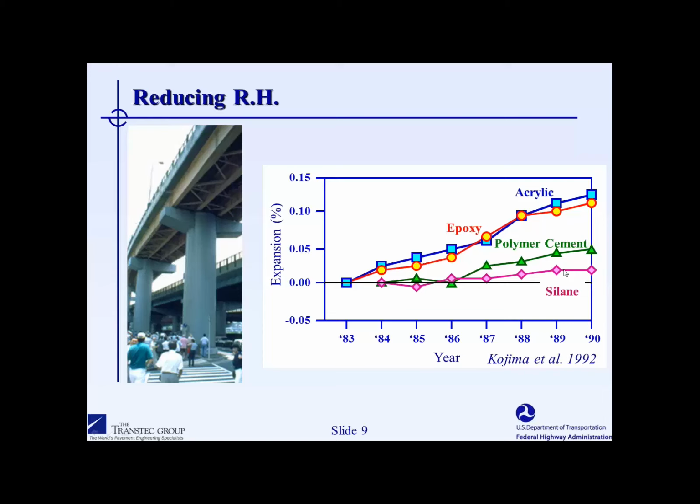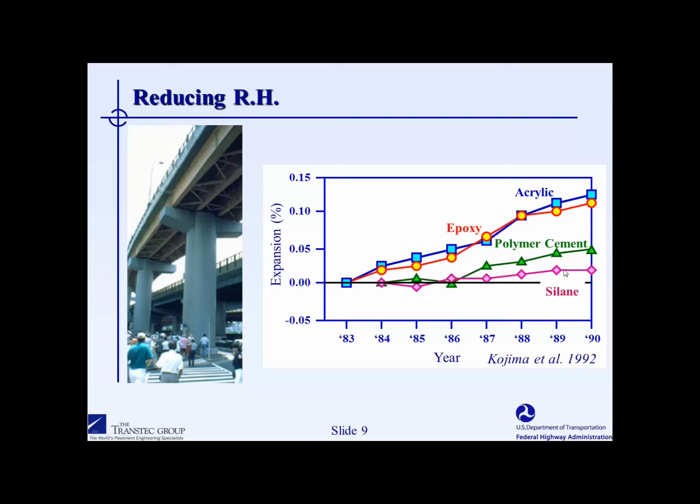This was confirmed by the researchers by demonstrating that the internal humidity of the column was dropped considerably. The other treatments that were used, particularly the acrylic and the epoxy, had very little effect on expansion because these formed impermeable, non-breathable membranes and therefore were not very effective in lowering the relative humidity.